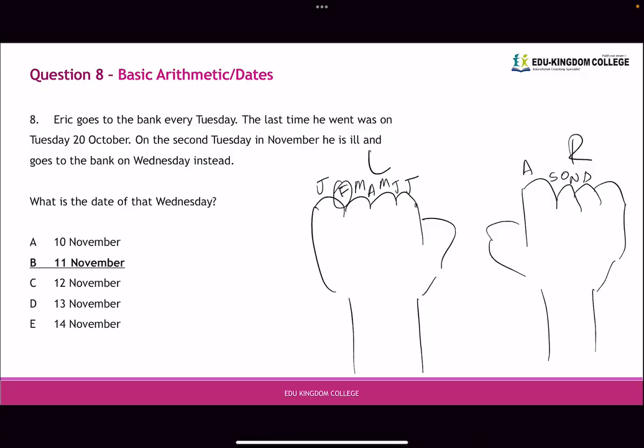So the last time you went was on Tuesday, the 20th of October. Okay, the next time you go would be the 27th of October, and October has 31 days. So the next time he goes would be plus 4 is the end of October, and then plus 3 would be the next week, so the 3rd of November. And the next time he should have gone should have been the 10th of November. So that would be the second Tuesday. So the second Tuesday in November is the 10th, but instead he goes on the Wednesday, the day after, which will be the 11th.